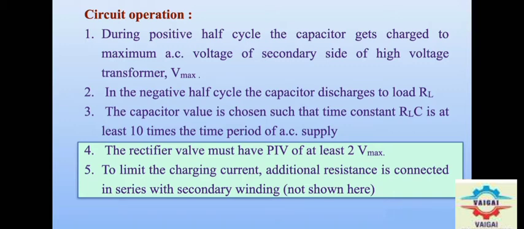It is not shown here. To limit the charging current, additional resistance is also added in series with the secondary winding. So we will get the peak inverse voltage of 2 Vmax, and to limit the charging current we have to add additional resistance in series with secondary winding.